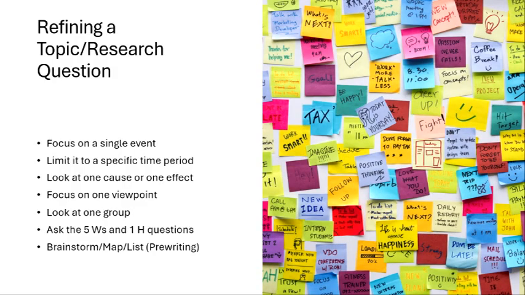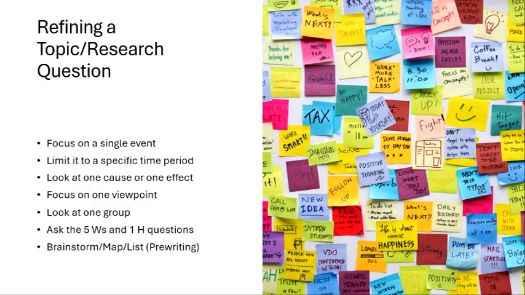So, how do we refine a topic or a research question? And honestly, these are just some strategies. I want to emphasize there's no right way to do it. If you remember back to the very first lecture, I said there is no one right way to do research. And that comes into even refining a topic or a research question. There is not one direct reason or one direct answer to doing that.